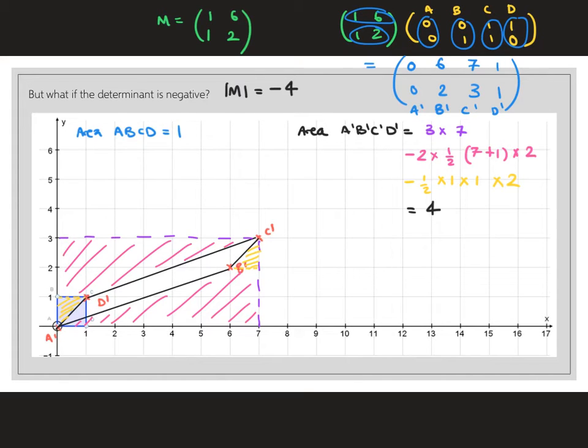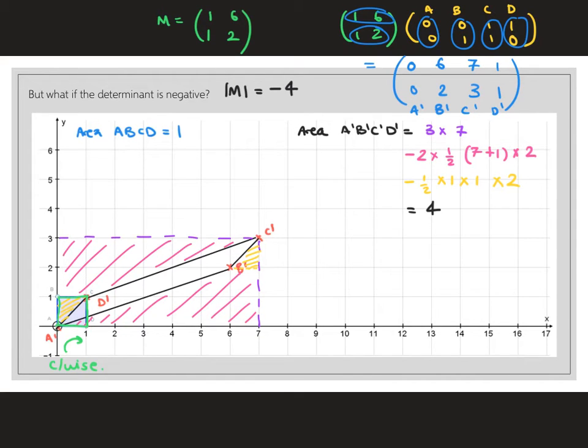So what does the negative scale factor actually do here? Well, you can see that the area has still scaled up by a factor of 4, so that part is still absolutely the same. But have a look at the order in which the coordinates feature. So previously, if we went from A to B to C to D and back to A, we were working in a clockwise sense.